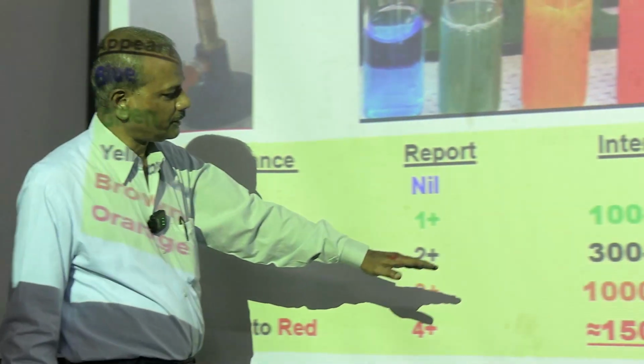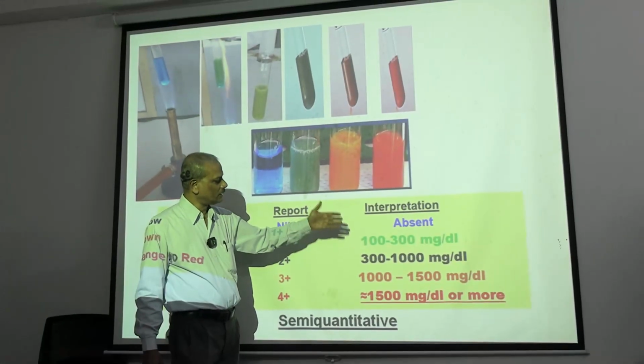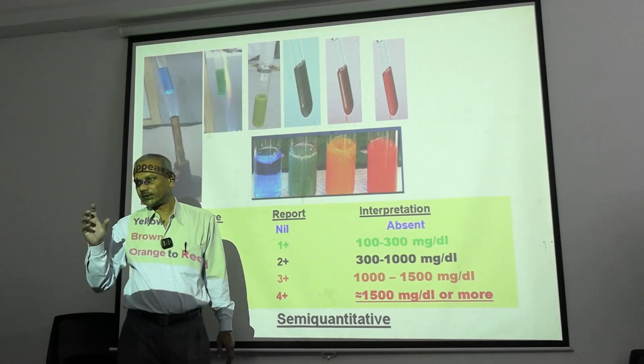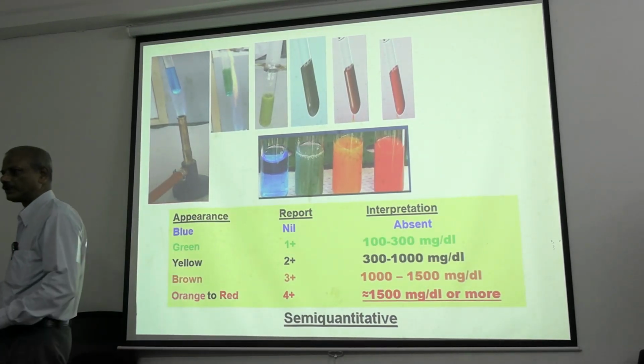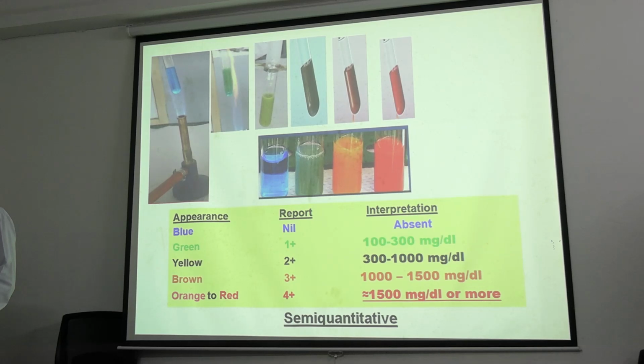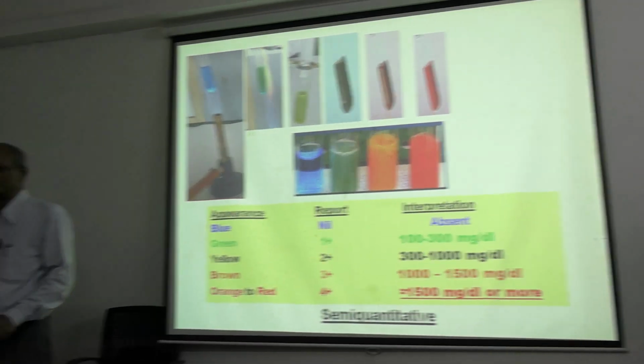This part I have told, orange to red. Remember, I am telling you once again, it is 1500 or more than 1500, because with 1500 milligram per deciliter, the entire reagent will be exhausted. The proper cupric sulfate will be exhausted. Even if it is more than that, 2000, 2500, 3000, there will be no more copper sulfate available to react. That is the reason the maximum color development will be there with that amount of reagent.